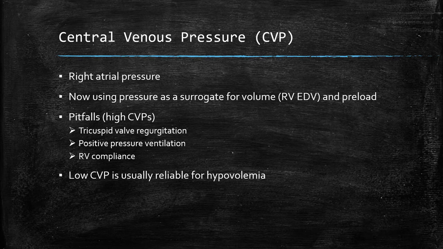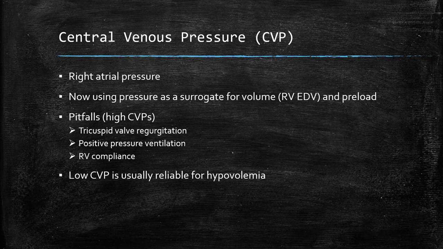The central venous pressure has long been used as a marker for volume status or preload. CVP monitoring requires placement of a central line with the tip in the superior vena cava, or better yet, in the right atrium. The first thing to note is that we are now using a pressure measurement as a surrogate for volume status. The volume that the CVP is estimating is the right ventricular end-diastolic volume. The second assumption that CVP measurement makes is that the right ventricular end-diastolic volume is the same as the left ventricular end-diastolic volume. Unless the patient has an intracardiac shunt, this is a safe assumption.